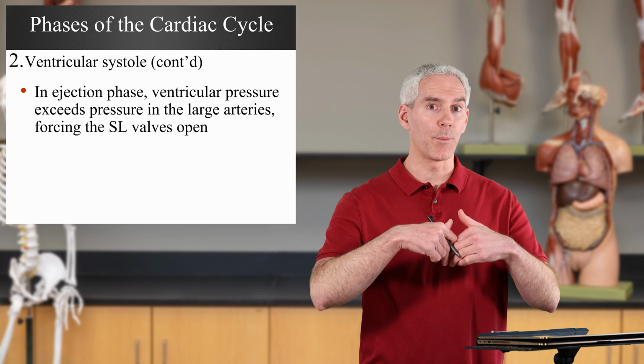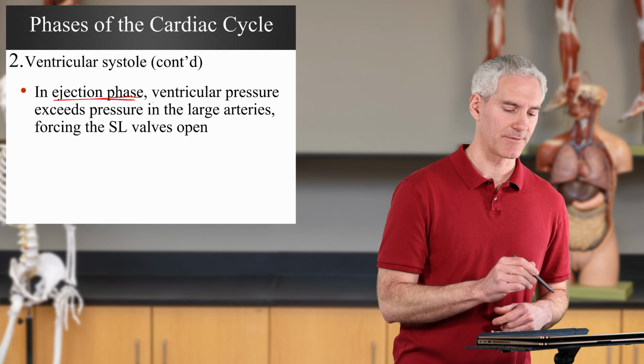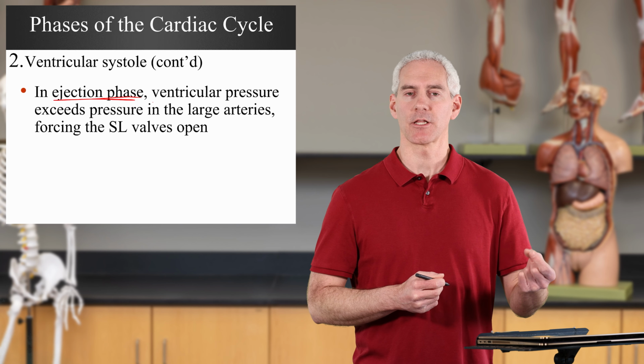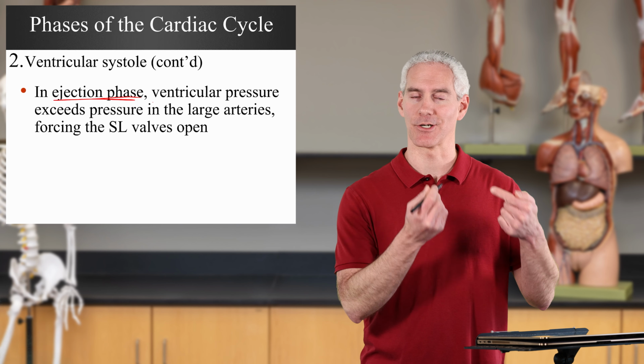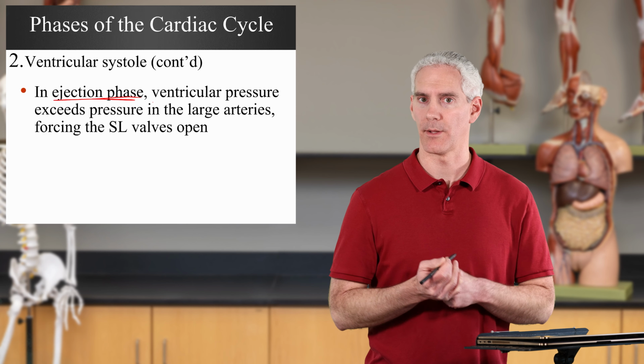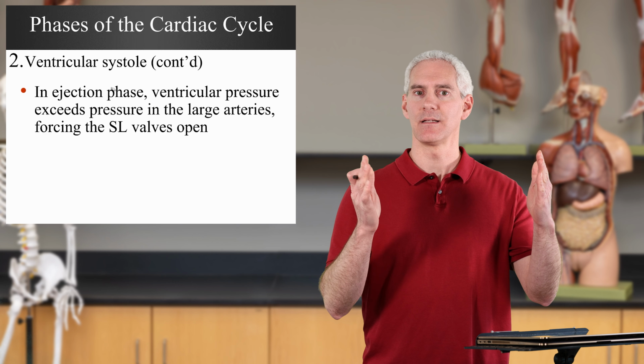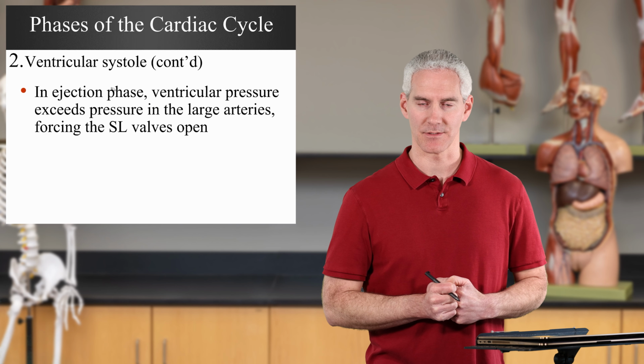Once you open the valve, you've met that pressure minimum. That's known as the ejection phase. That's when the ventricular pressure has become higher than the pressure that was out in that vessel, the aorta or the pulmonary trunk. So you force the semilunar valve open and blood is leaving the ventricles.